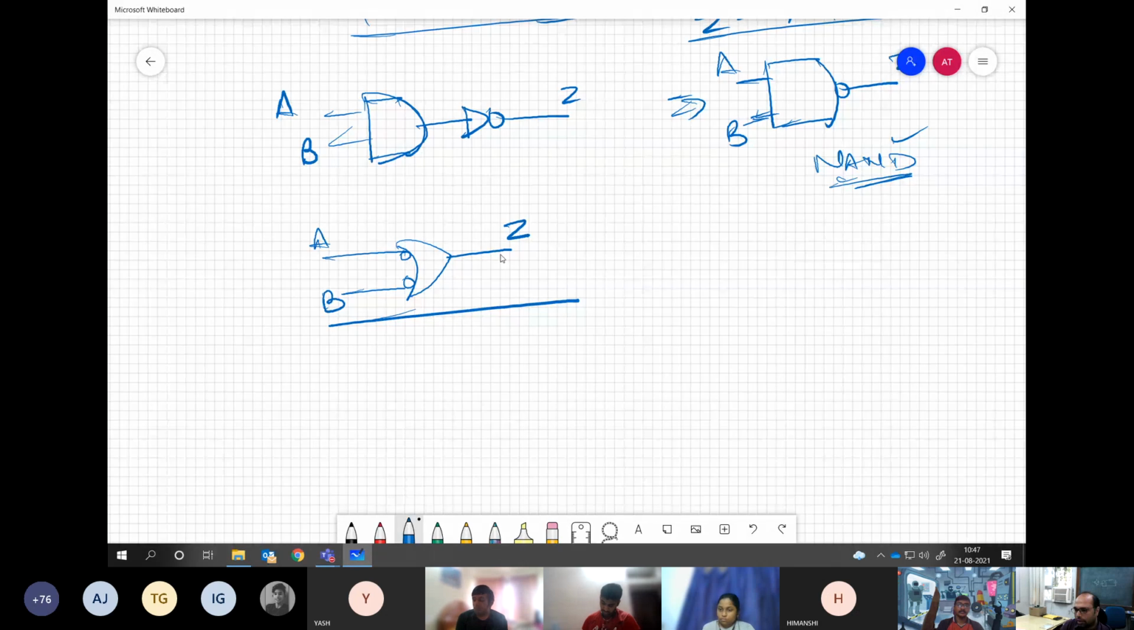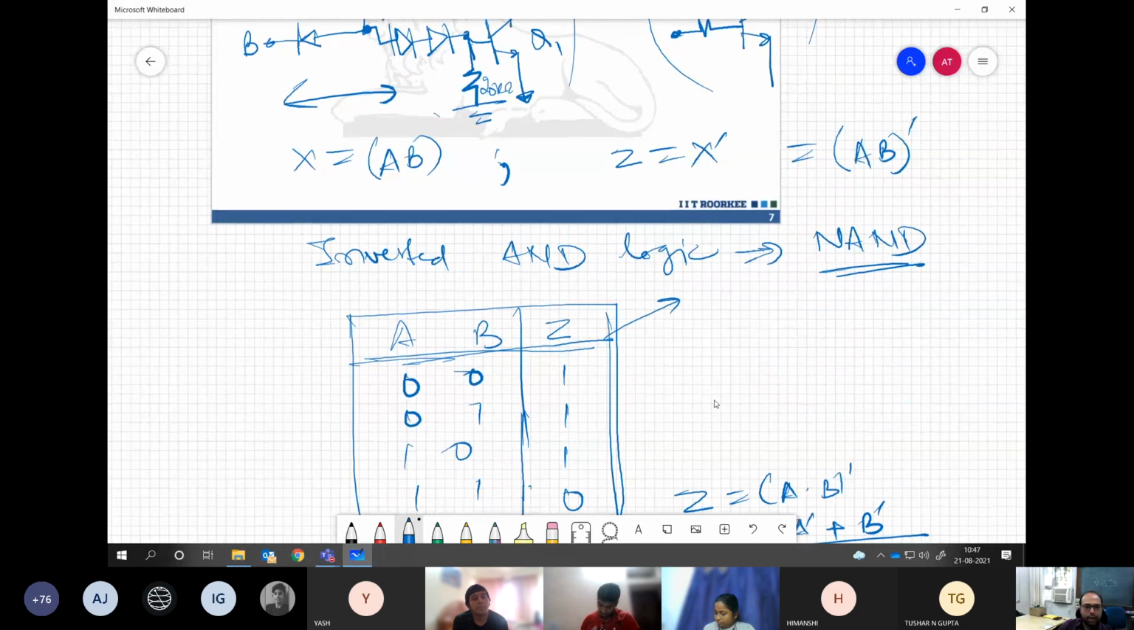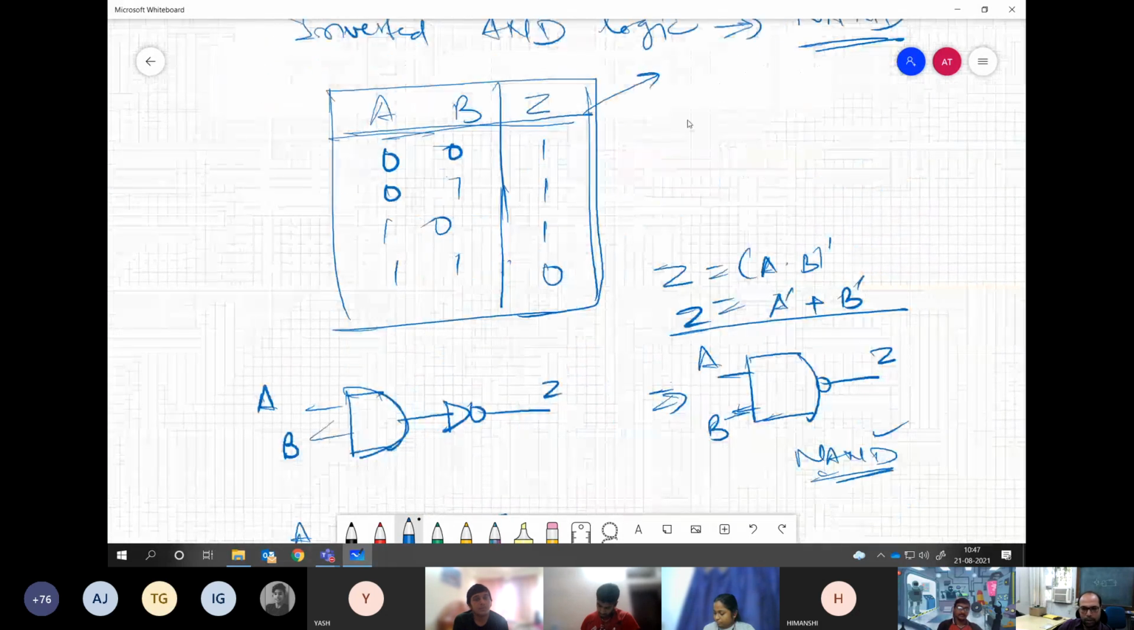Any confusion up to this? This is what is our diode logic. Now let us see why we are connecting these additional diodes over there.